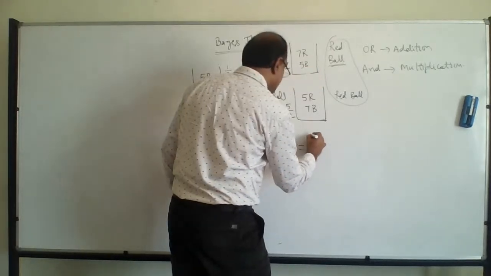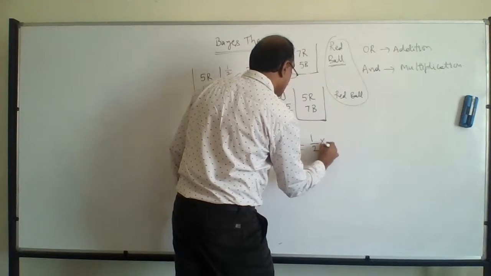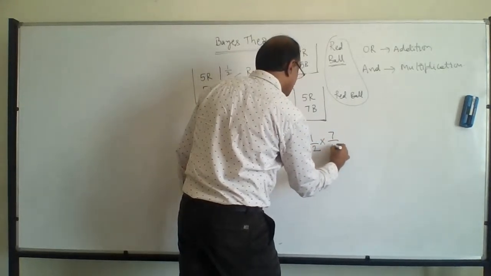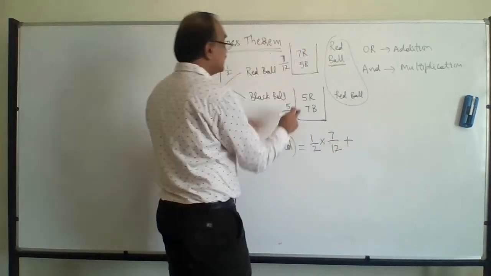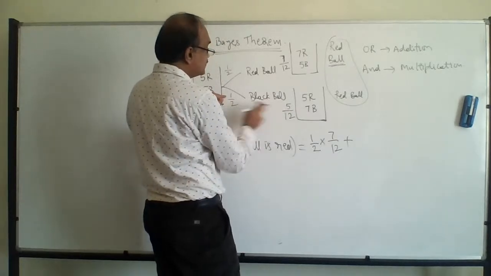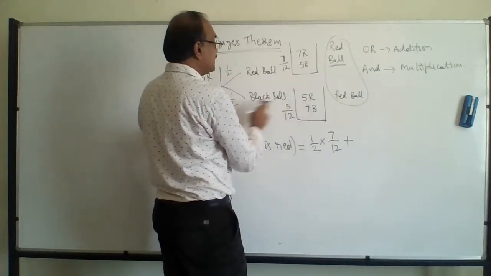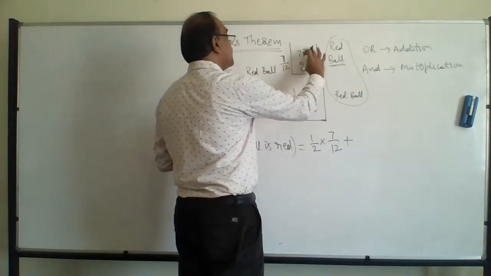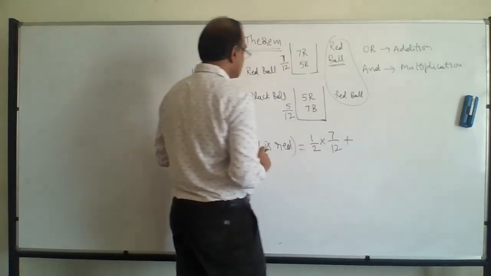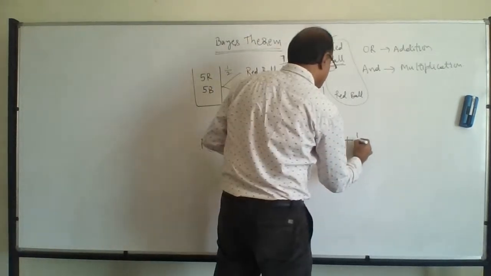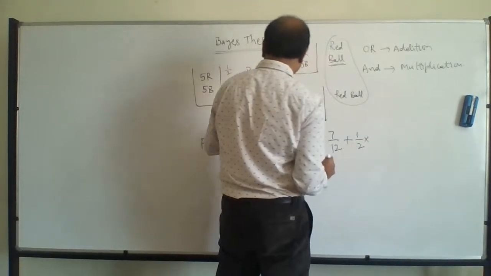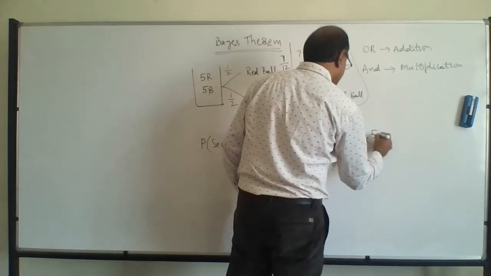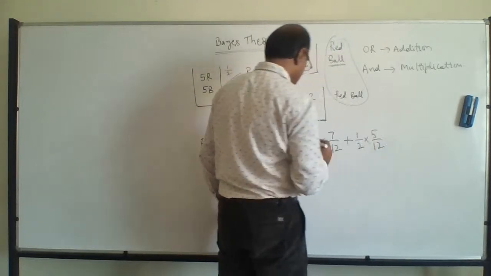So that's why the multiplication theorem. 1 by 2 into 7 by 12, plus, for this scenario, this into this. This should happen and this should happen. So, either this scenario or this scenario, therefore it is plus. So 1 by 2 into 5 by 12, 5 divided by 12.